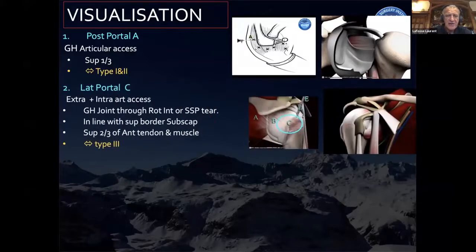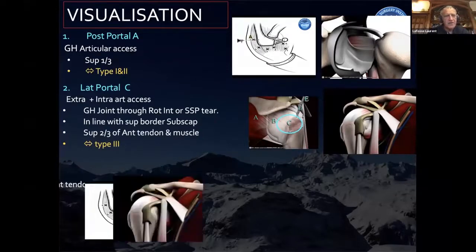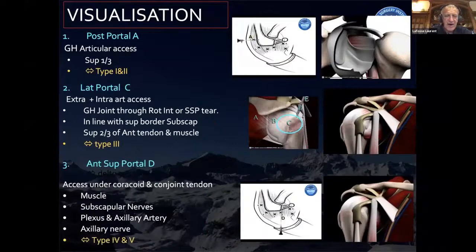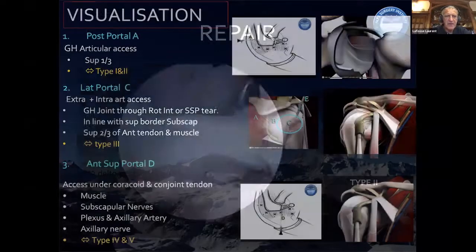As soon as you start to have a bigger, larger subscap tear like a type 3, you may move from inside the joint to outside the joint. And if you have a massive tear, then you must be extra-articular to release the plexus and to bring the tendon back to its normal place.